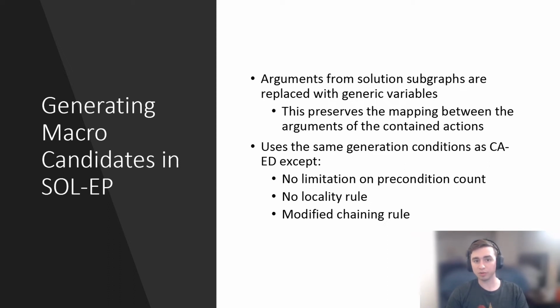No locality rule, as the locality rule relied on the concept of abstract components and abstract types, which are not needed for the extended planner approach, and a modified chaining rule, which replaces the precondition check with the same check used to mark action interactions in the analysis step.